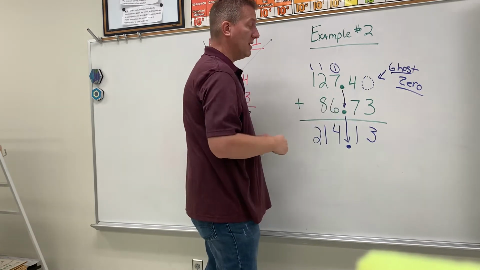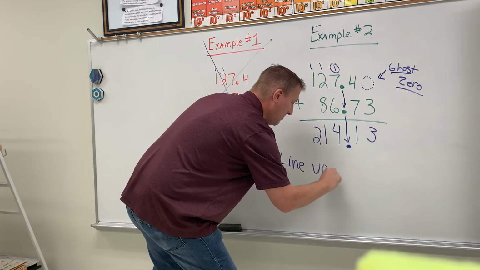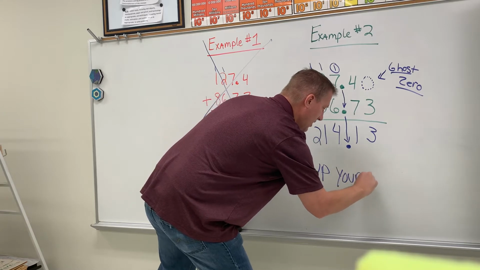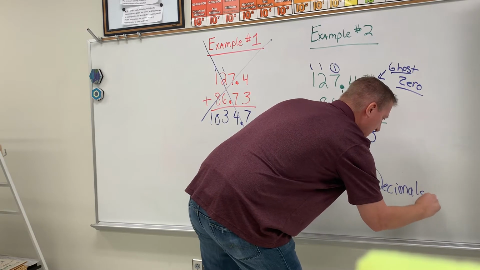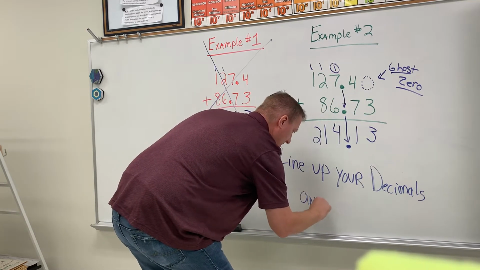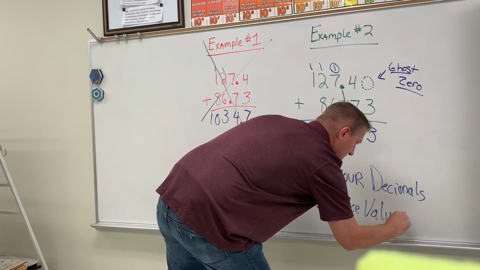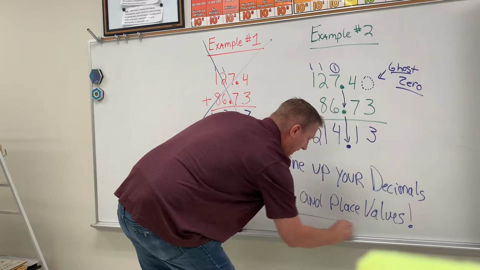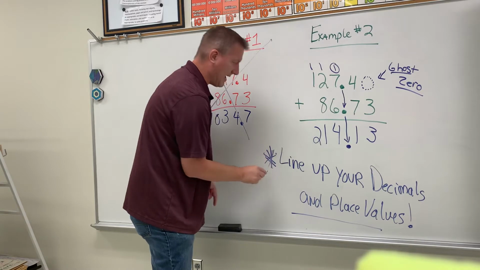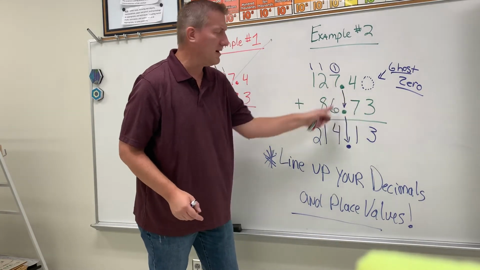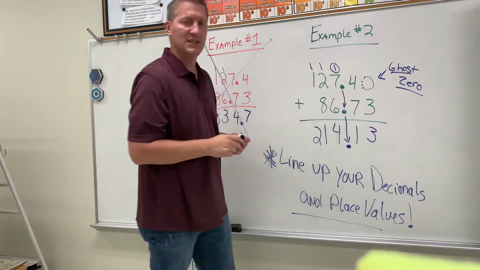So the number one rule is line up your decimals and place values. Okay, that's the one rule I have for you. Line up your decimals and your place values. So if you line them up, it's simply adding. It's simply just adding those digits together.